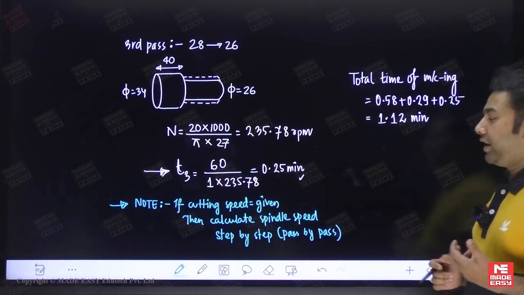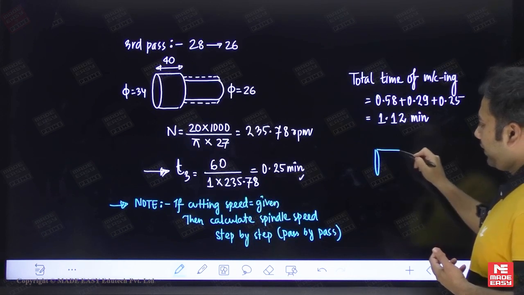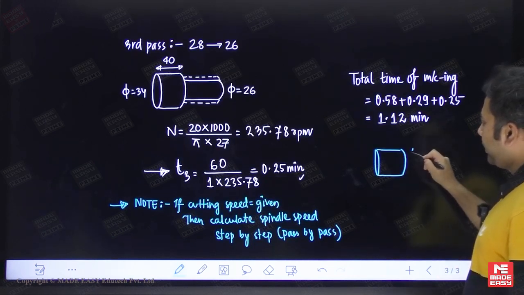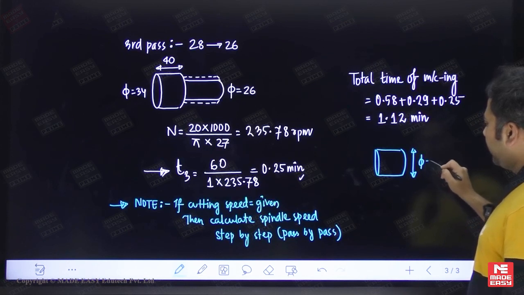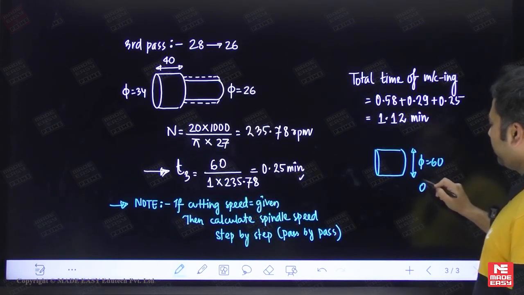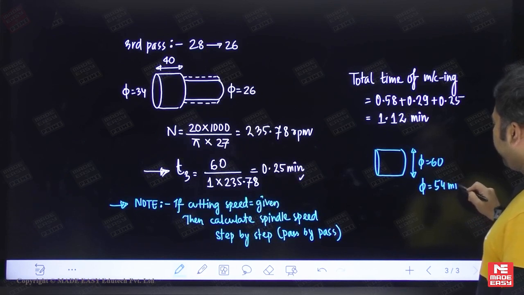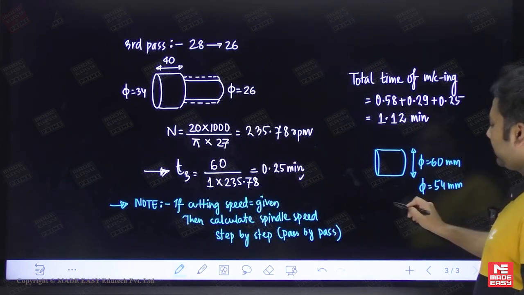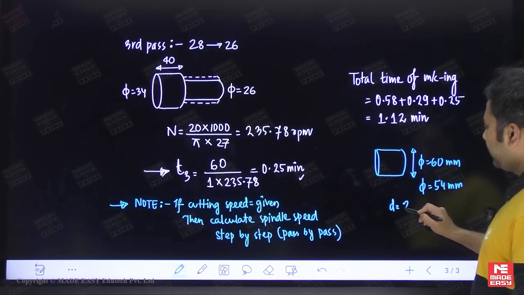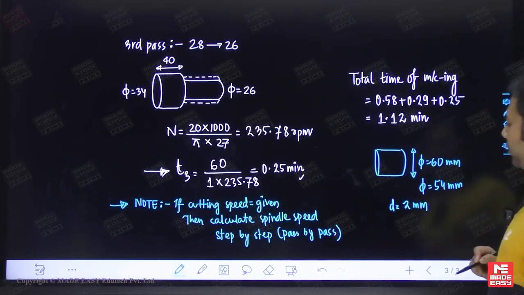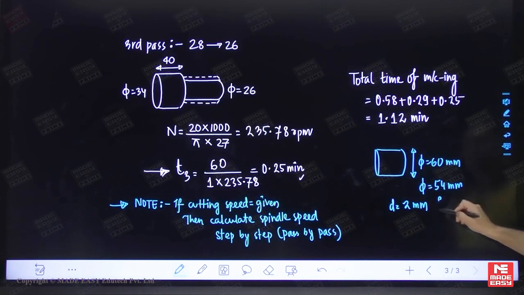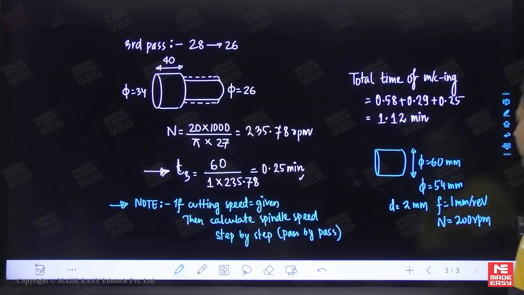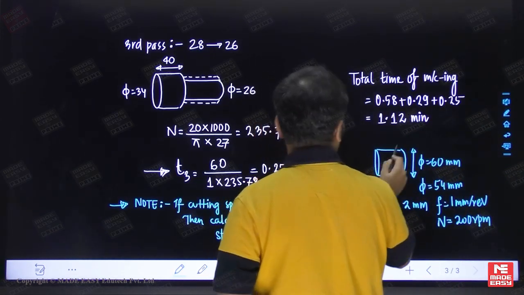If a spindle speed is directly given to you, let's say we have a condition that we need to reduce down the diameter from 60 to 54 mm and depth of cut is 2 mm. Feed is given to you as 1 mm per revolution, and spindle speed is also given to you as 200 rpm. Now you need to find out the machining time. Now this is another case that I have provided to you.